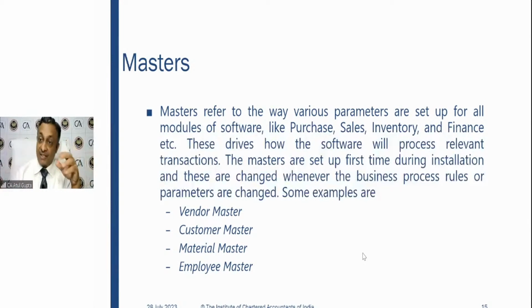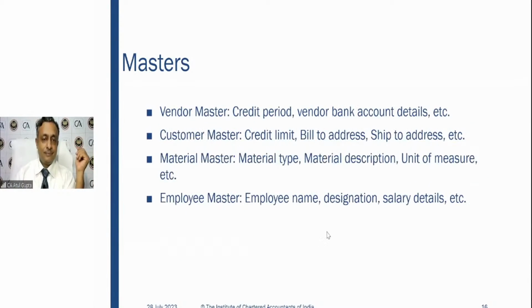So that is master completion. Next, we'll take our break after completing this. So for the vendor master, you create credit period and bank details. For the customer master, credit limit, bill to address, ship to address. For the material master, material type, description, unit of measurement. For the employee master, employee name, designation, salary. This you define in the masters.